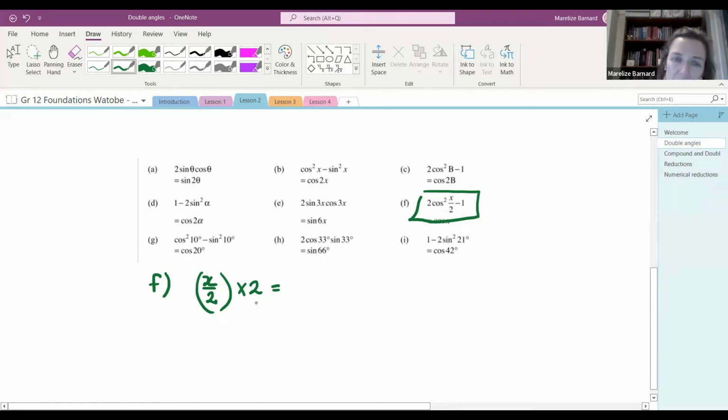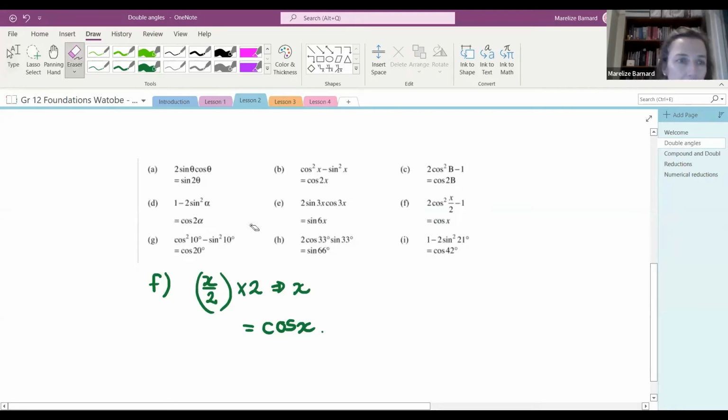Double angle means timesing by 2. So just like we did it with the 33 in question H and the 21 in question I, we're going to take the x over 2 and times it by 2. That gives me x. So our final answer there is cos of x. So our double angle is x over 2 times 2, which gives me x.